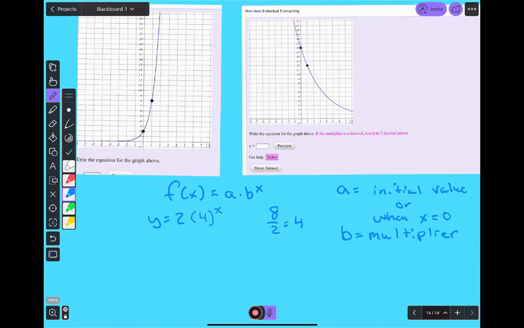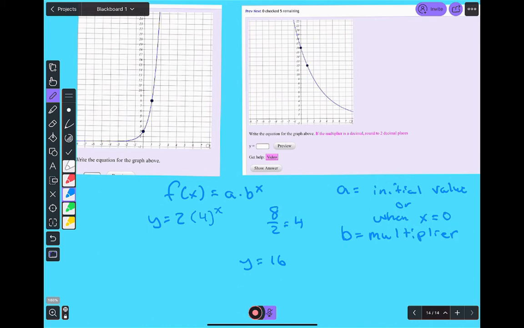Now let's see if I can try and do the next one also, okay? So let's look at it. On my decreasing exponential function, I have to have a fraction. Since it's going down, it's got to be less than 1. So there's my initial value right there at 16. So for the equation here, it's going to be y is equal to 16, because that's the initial value.